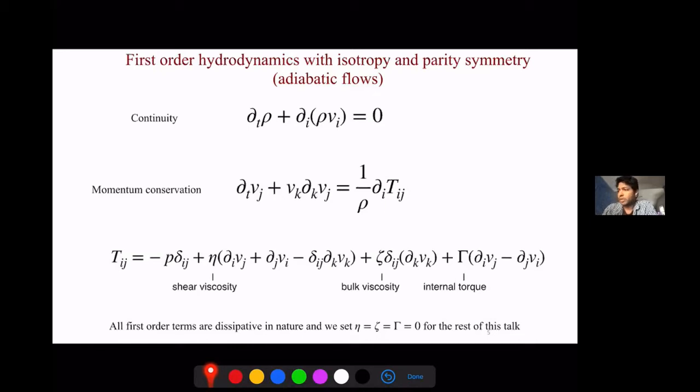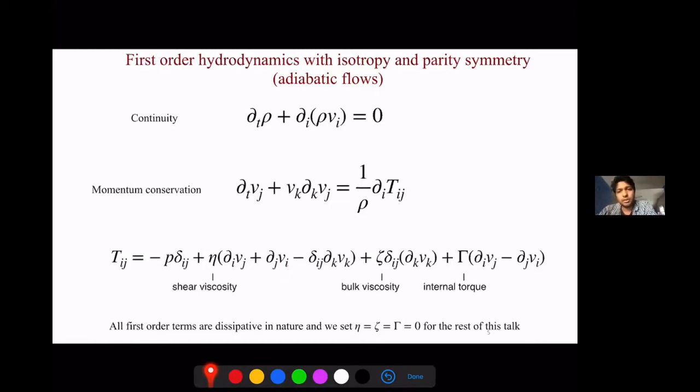And the Tij is the stress tensor of my system, which contains up to first spatial gradient terms of the derivatives of this velocity. So this is where I truncate my constitutive equations, where I express Tij in terms of the fluid velocity. And you notice that the only terms that are allowed are all possible first gradient effects.